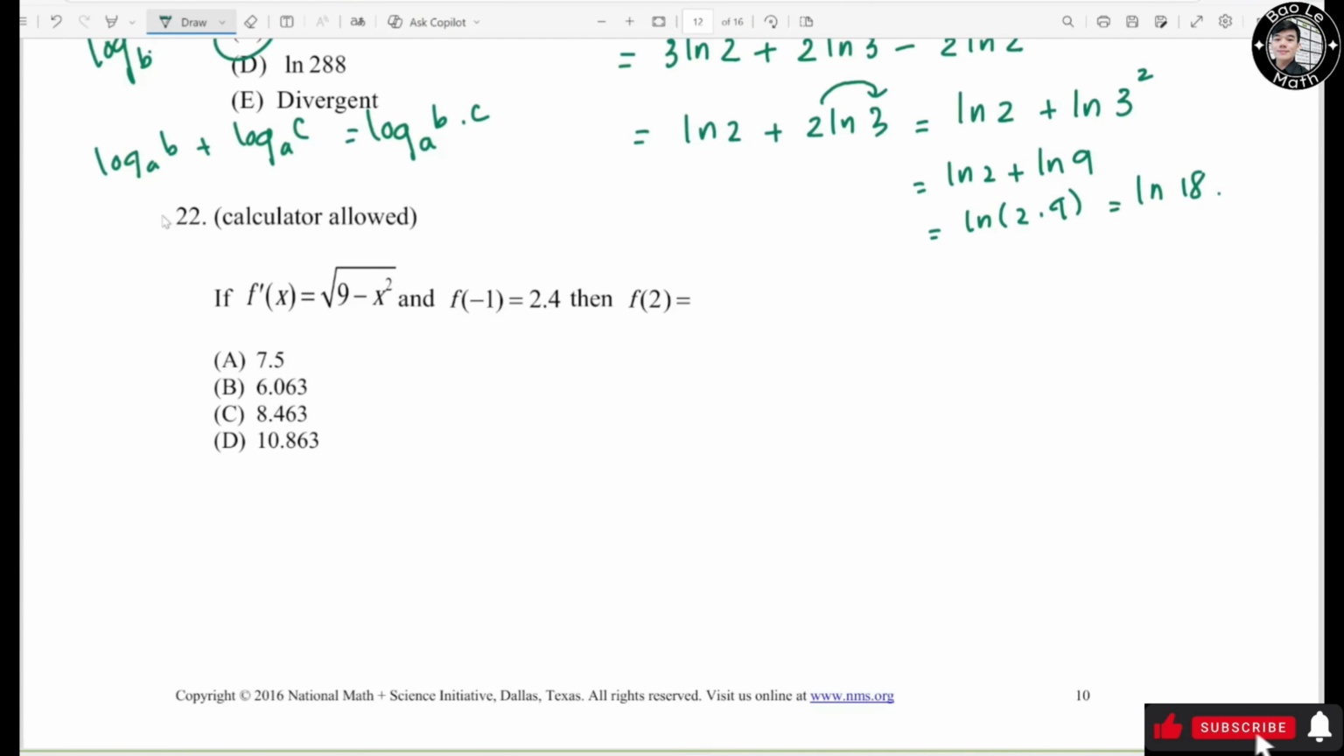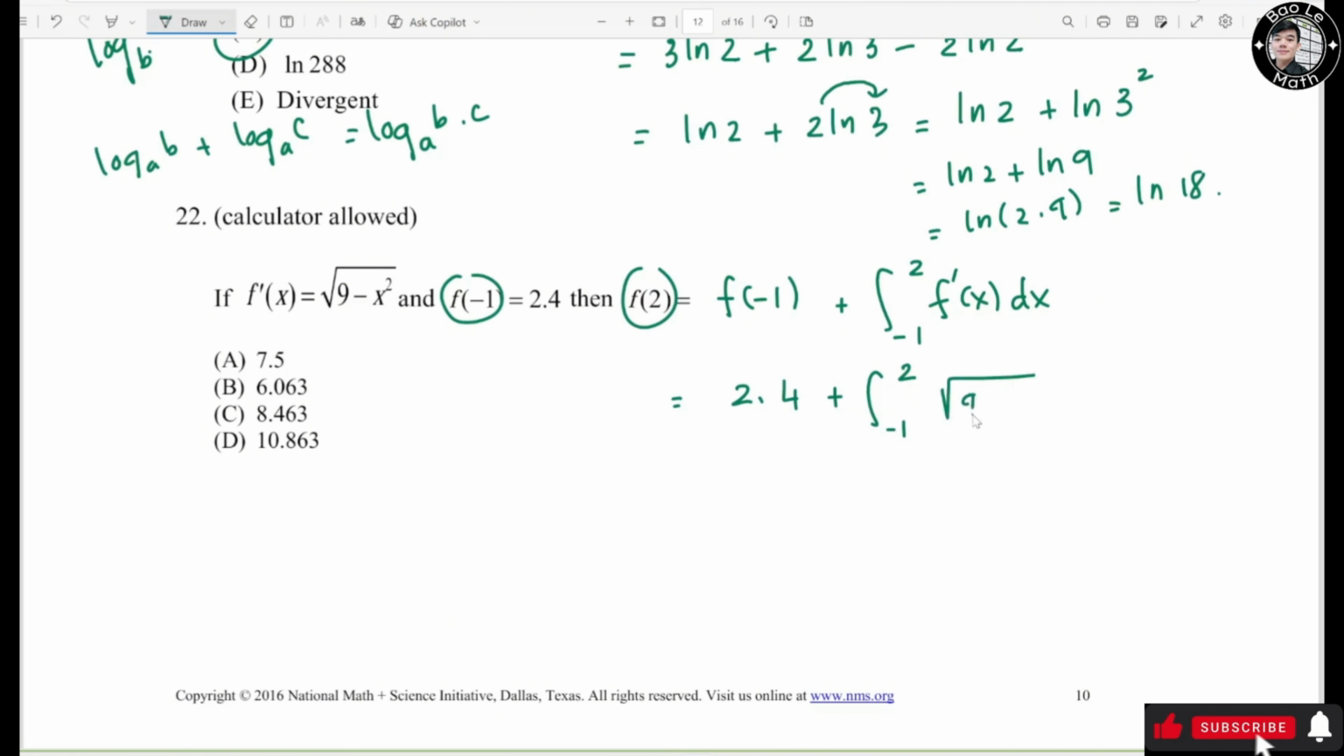Question 22. We need to use the Fundamental Theorem of Calculus. This one is the initial value, and this one is the final value. So f of 2 equals f of negative 1 plus the integral from negative 1 to 2 of f prime of s ds. So it's going to be 2.4 plus the integral from negative 1 to 2 of the square root of 9 minus s squared ds.